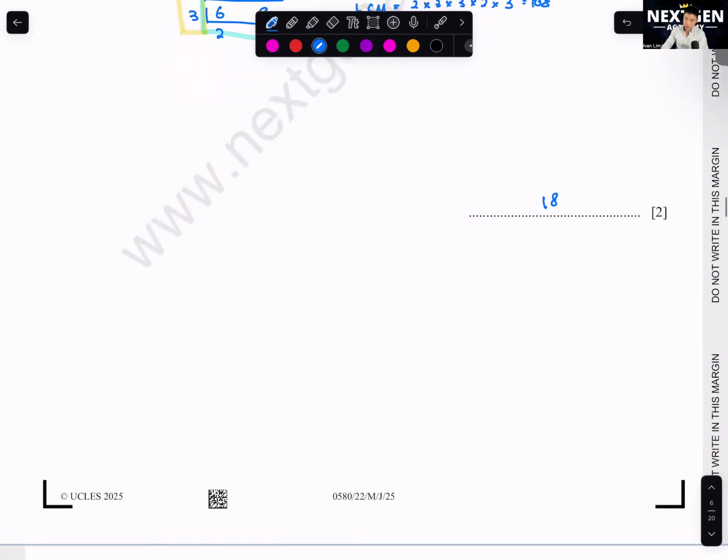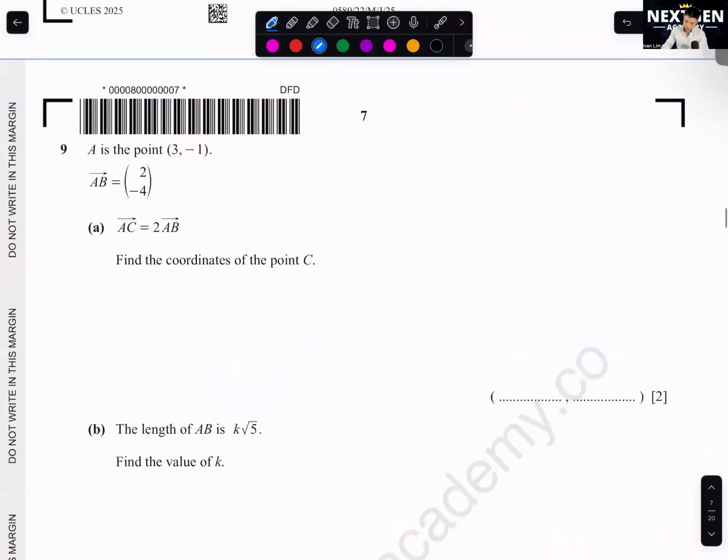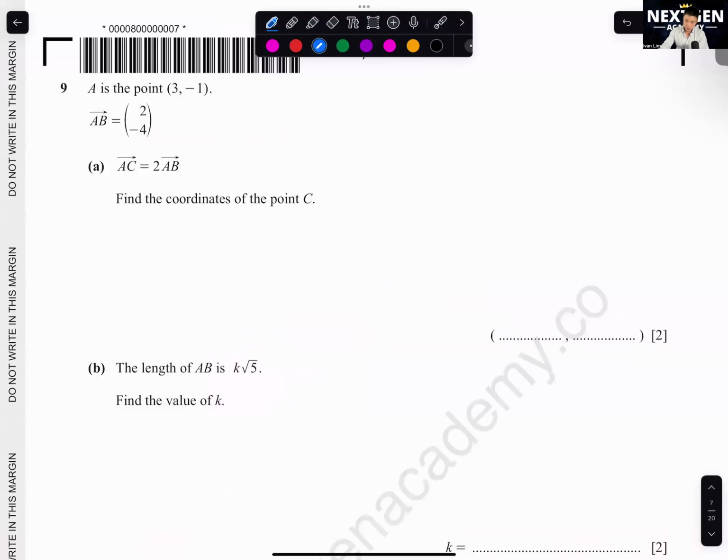Okay, let's go to number 9. Number 9 is on coordinate geometry and vectors. A is the point (3, -1). AB is (2, -4). AC is equal to 2AB. Find the coordinates of the point C.